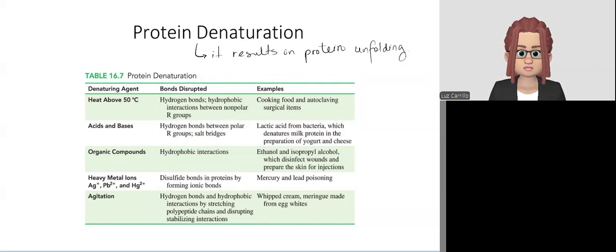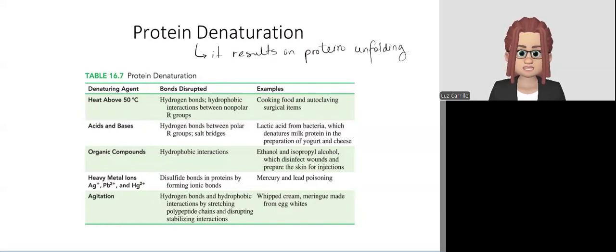Other treatments include acids and bases, and as we can see, because of the bonds that are disrupted, this affects the tertiary structure of a protein. When it comes to organic compounds, it can also affect the tertiary structure of a protein because of the bonds disrupted. Heavy metal ions also affect the tertiary structure. And lastly, agitation affects both the secondary structure and the tertiary structure of a protein.